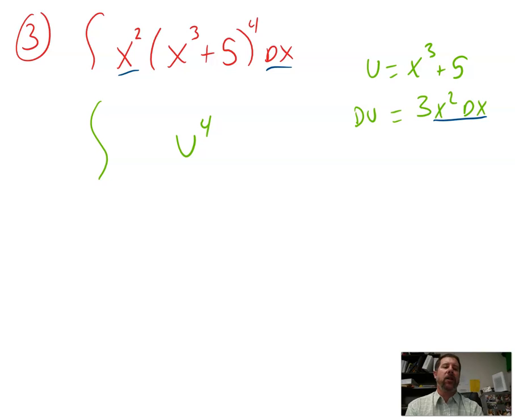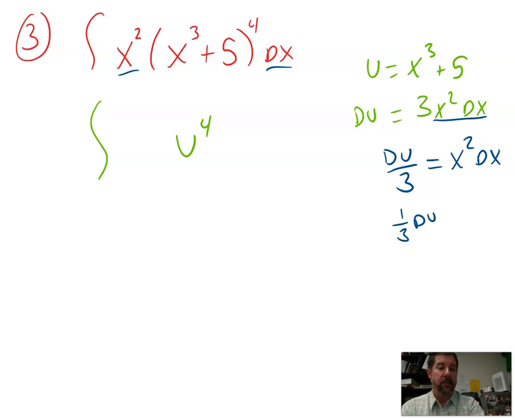So what we're going to do to fix that is, because this is just a constant, I could go ahead and divide both sides by 3. And so I've got du over 3, or you can say that's 1/3 du is equal to x squared dx. And so now I can deal with that, because now over here, really I'm going to plug in for that stuff. I'm plugging in my 1/3 du.